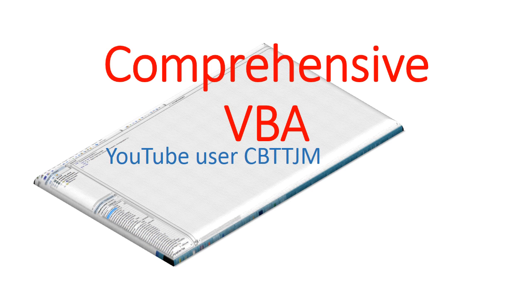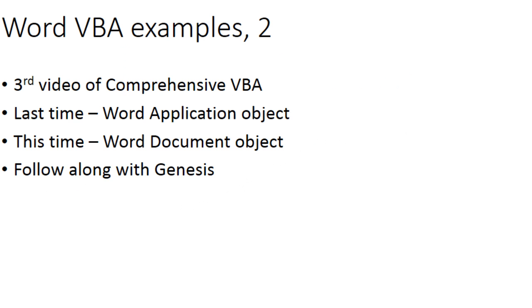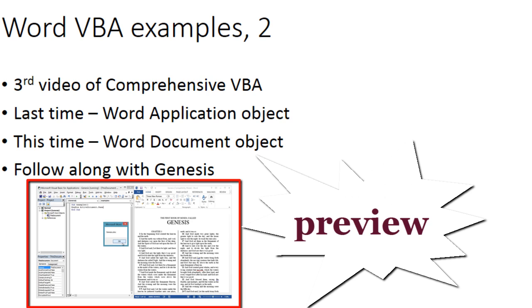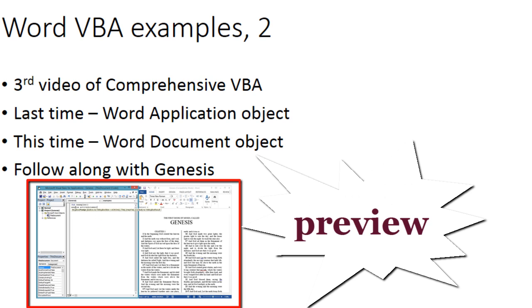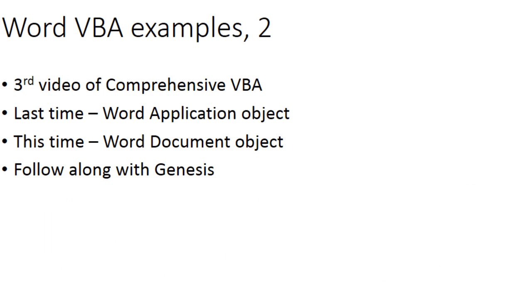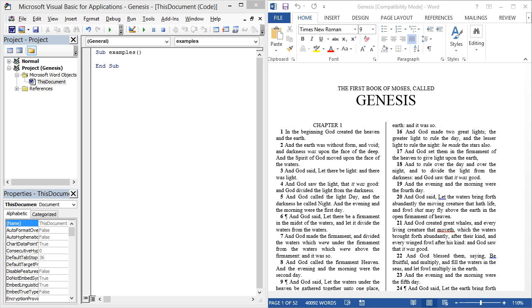This is the third video in a comprehensive course on programming Microsoft Office with VBA. This is the second video of Microsoft Word VBA examples. Last time, the Word VBA examples were about the application object. This time, examples are about the document object. Make sure you have a document open if you are following along. I will be working with the Book of Genesis.